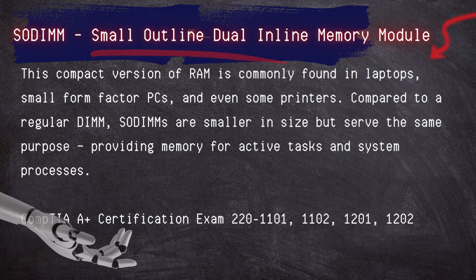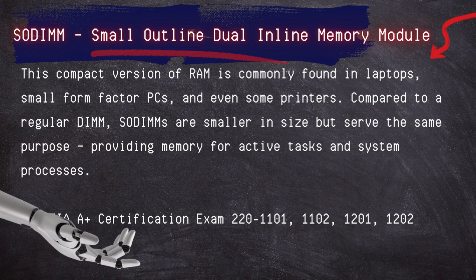SODIMM, small outline dual inline memory module. This compact version of RAM is commonly found in laptops, small form factor PCs, and even some printers. Compared to regular DIMM, SODIMMs are smaller in size but serve the same purpose, providing memory for active tasks and system processes.